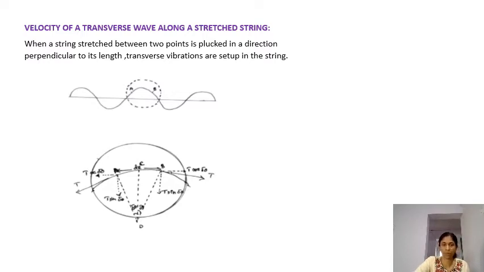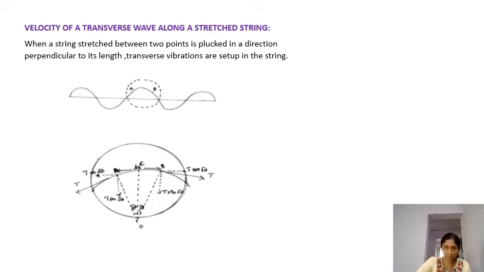Okay, first force. The next force is when, at this point, towards the center, a force is acting. That force is called the centripetal force. Two forces are acting: one is centripetal force, another one is tension force. At equilibrium condition, these two forces are equal. By equating these two forces, we are going to calculate the velocity of the transverse wave.